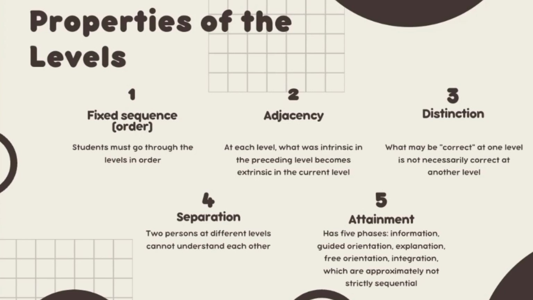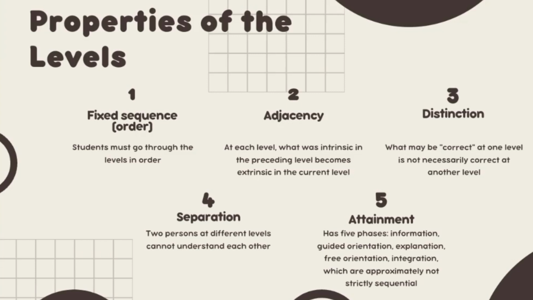Next is adjacency. Properties which are intrinsic at one level become extrinsic at the next, or at each level, what was intrinsic in the preceding level becomes extrinsic in the current level, which means that the properties are there at the visualization level, but the student is not yet consciously aware of them until the analysis level. Properties are in fact related at the analysis level, but students are not yet explicitly aware of the relationships.